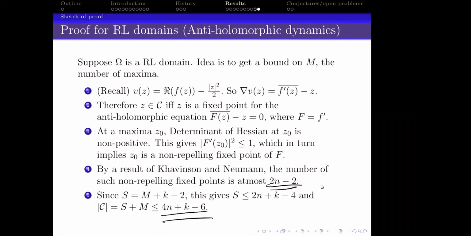Even if you don't remember the details, the idea is that the landscape function is well known. It turns out to be a fixed point problem for anti-holomorphic functions. So you do some iteration on that side, and then you can bound the number of fixed points.